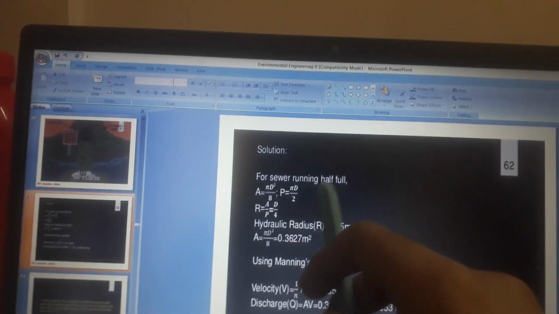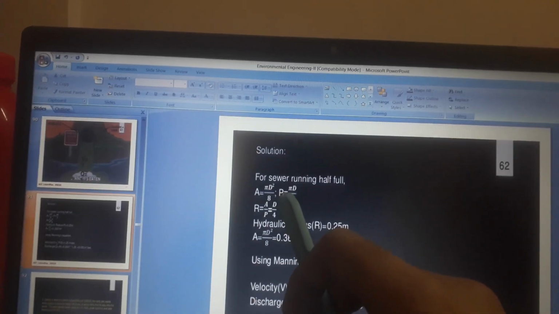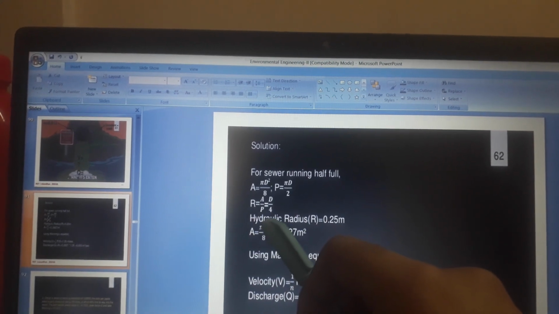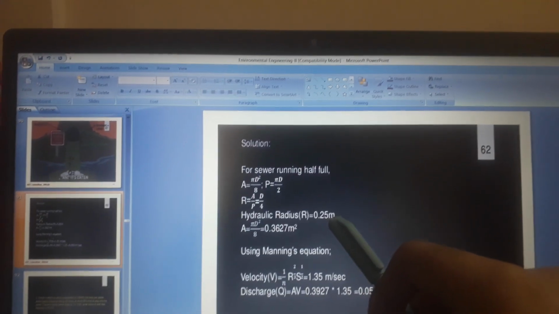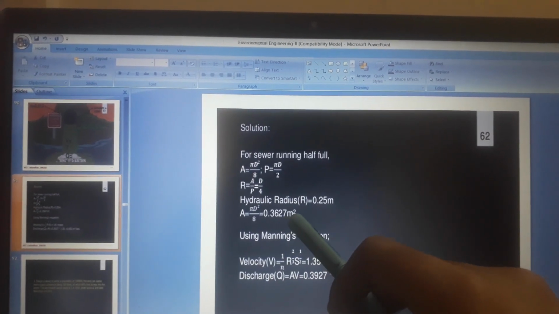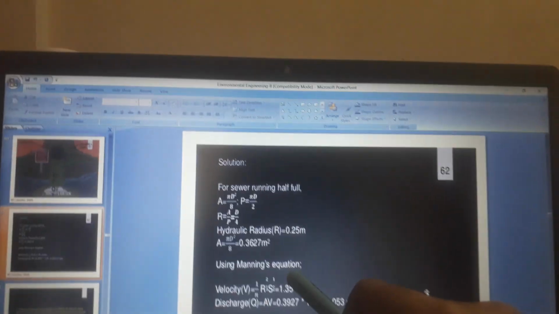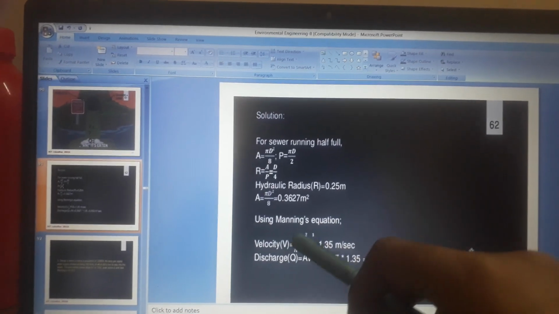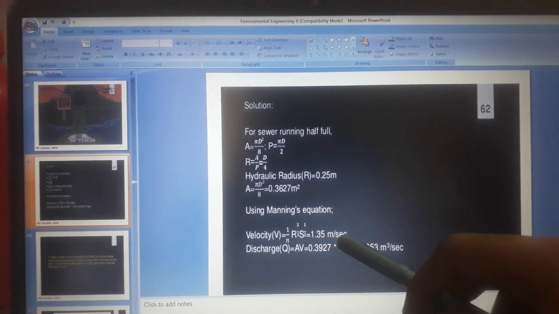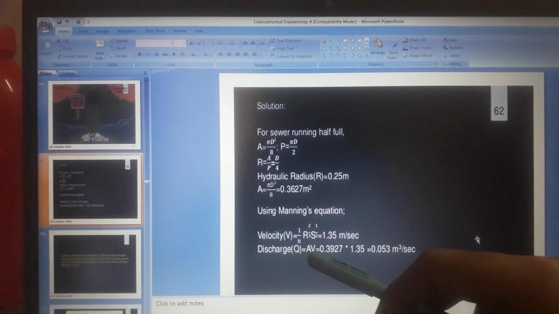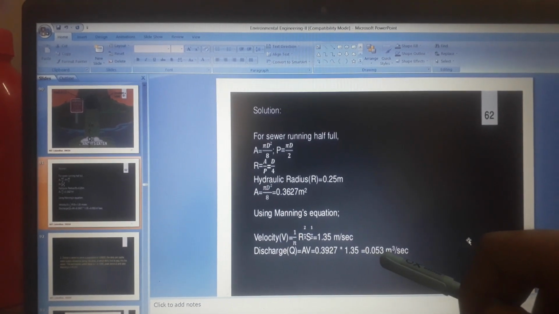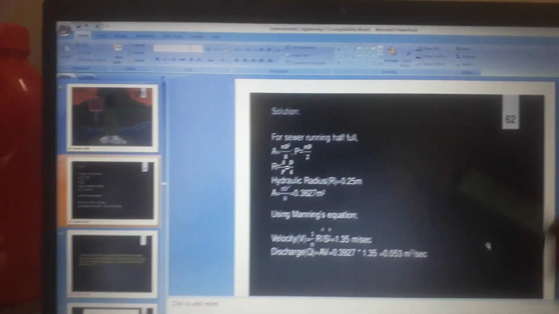Solution. For sewer running half full, area is equal to pi d square by 8, perimeter is equal to pi d by 2, R is equal to A by P is equal to d by 4. Hydraulic radius capital R is equal to 0.25 meter. Area is equal to pi d square by 8 is equal to 0.3927 meter square. Using Manning's equation, velocity capital V is equal to 1 by n, R raised to 2 by 3 into S raised to 1 by 2 is equal to 1.35 meter per second. Discharge capital Q is equal to AV is equal to 0.3927 into 1.35 is equal to 0.053 meter cube per second.